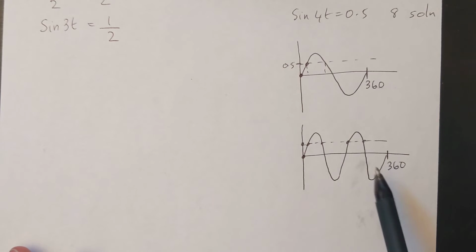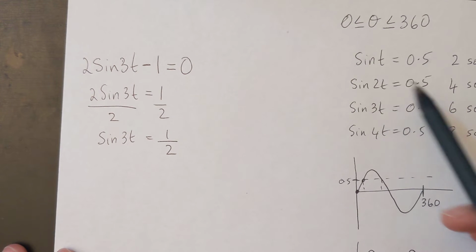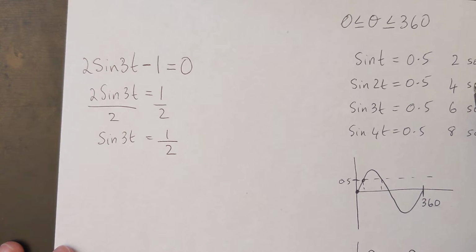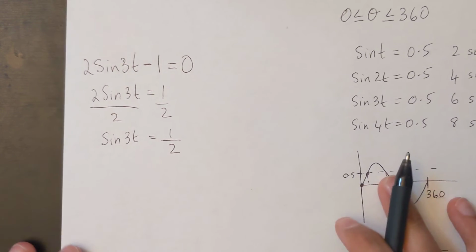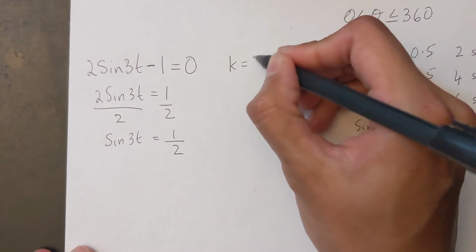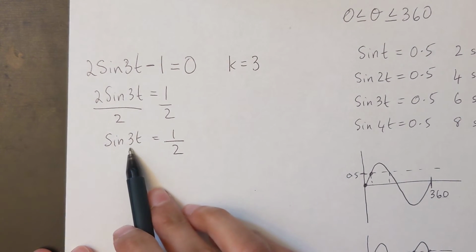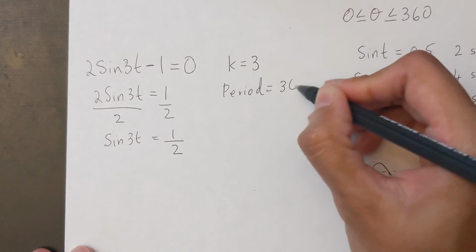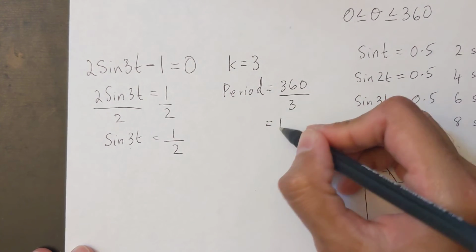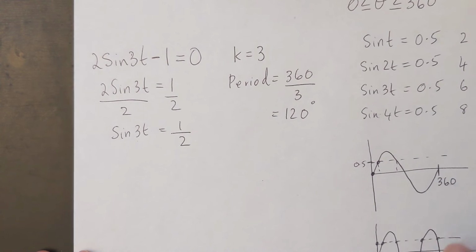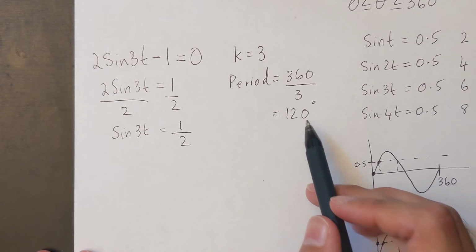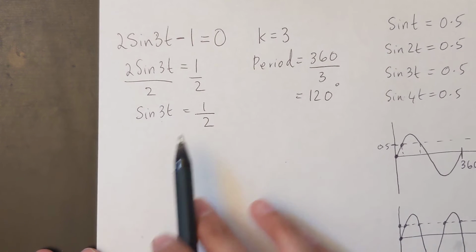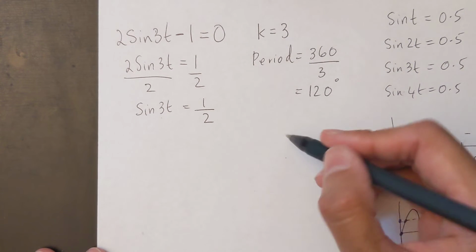Once you learn how to draw sinusoidal waves, which is in the next chapter, you'll actually get a lot better with this. But just remember, if your k value changes, your period is going to change and you're going to have more solutions. Okay, so coming back here, we know our k is 3, and the period is always 360 over k. So 360 over 3, which is 120 degrees. Now this is going to be important to find our next solutions.